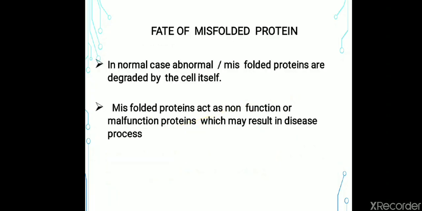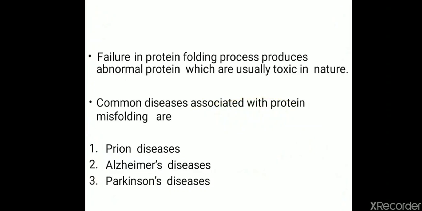So, let us see the fate of a misfolded protein. A misfolded protein is an abnormal one. This protein does not have any function. So, this misfolded protein acts as a non-functional or malfunctioning protein, and its accumulation results in the development of certain diseases. Failure in the protein folding process produces an abnormal protein, that is, a misfolded protein, which is usually toxic in nature.